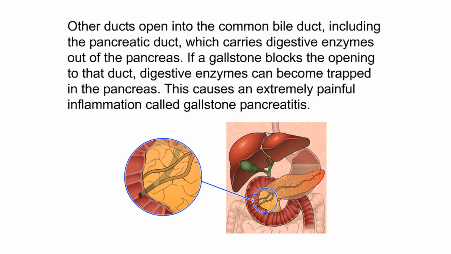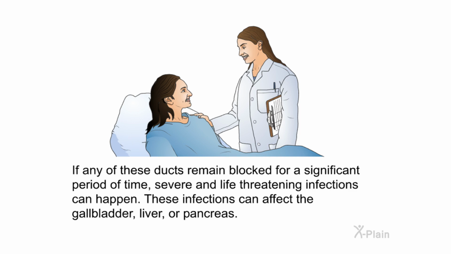Other ducts open into the common bile duct, including the pancreatic duct, which carries digestive enzymes out of the pancreas. If a gallstone blocks the opening to that duct, digestive enzymes can become trapped in the pancreas. This causes an extremely painful inflammation called gallstone pancreatitis. If any of these ducts remain blocked for a significant period of time, severe and life-threatening infections can happen. These infections can affect the gallbladder, liver, or pancreas.